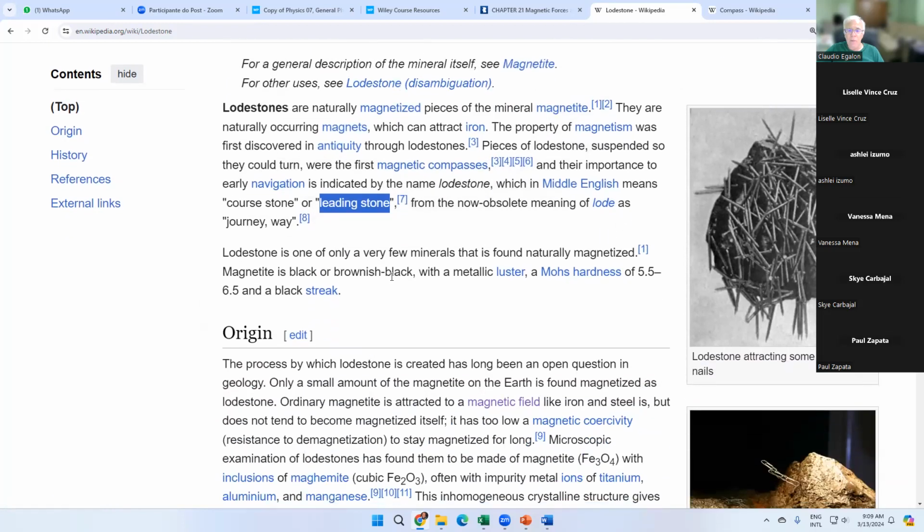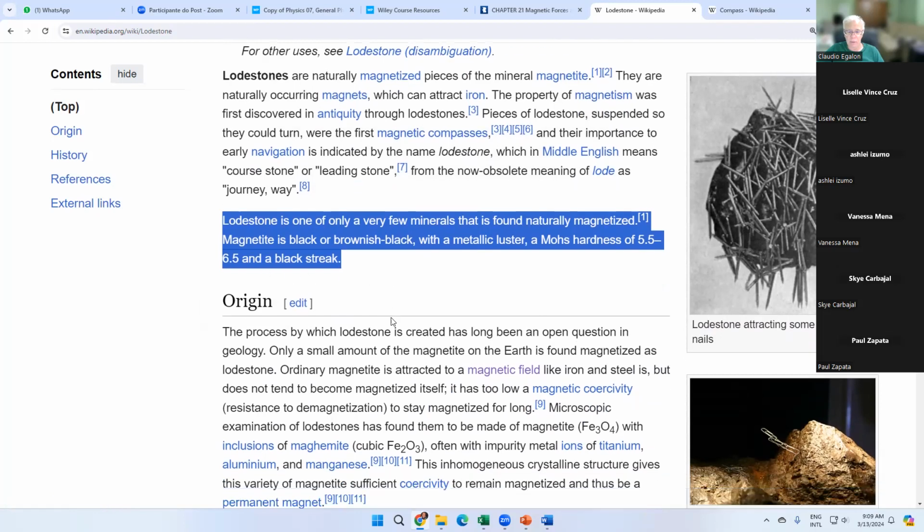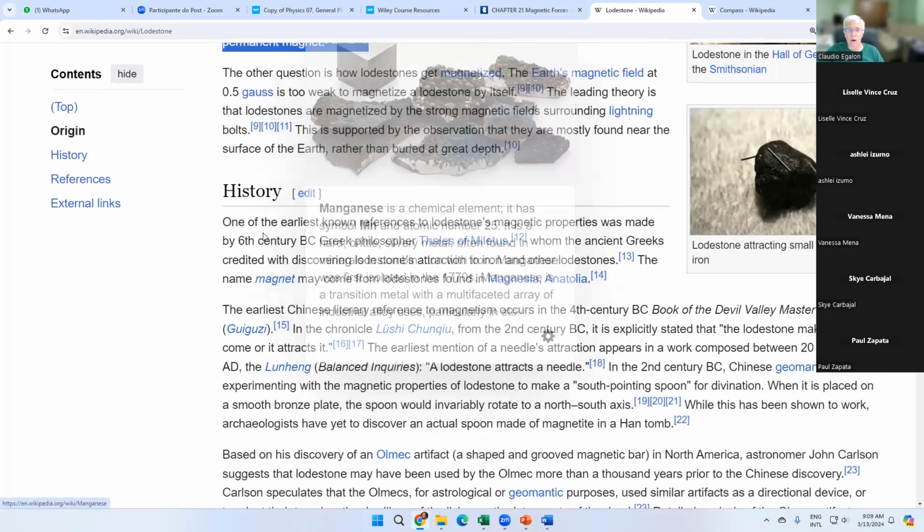Lodestone is one of only a few minerals that are found naturally magnetized. Magnetite is black or brownish black with a metallic luster, a Mohs hardness of 5.5 to 6.5, and a black streak. Okay. Then they say how lodestones are formed.